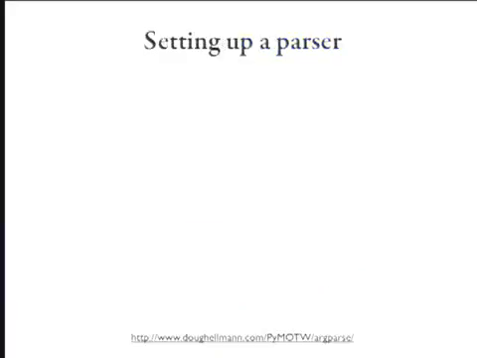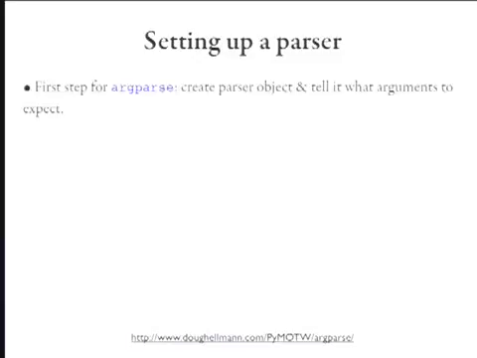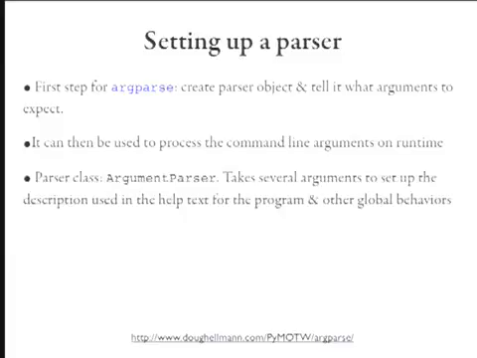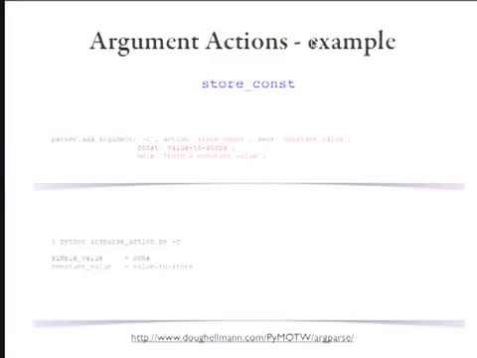So the first step for setting up argparse is to create a parser object and tell this object what arguments to expect, which can then be used to process the command line arguments during runtime. This parser class is called ArgumentParser, and it takes several arguments to set up the description for this particular program. Then you can set it up this way. And going back to Josh's point, we can specify what we want.